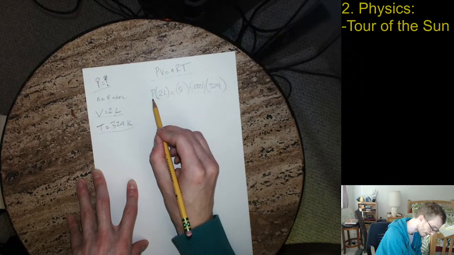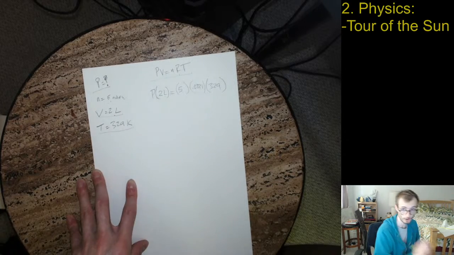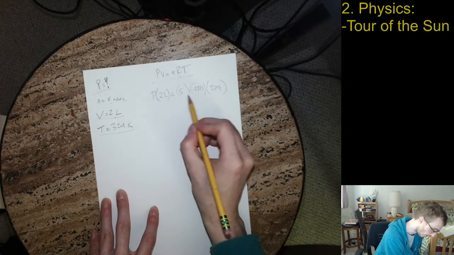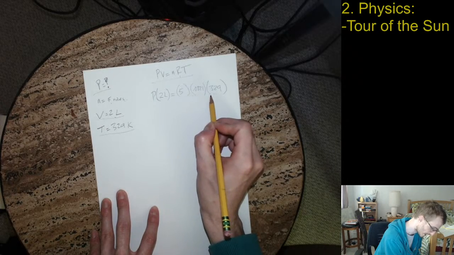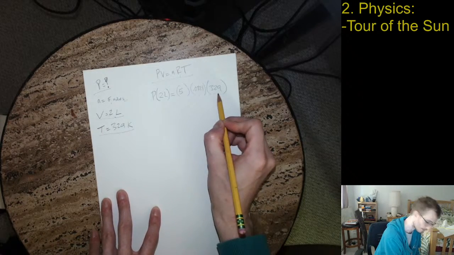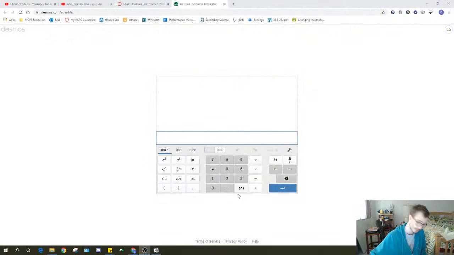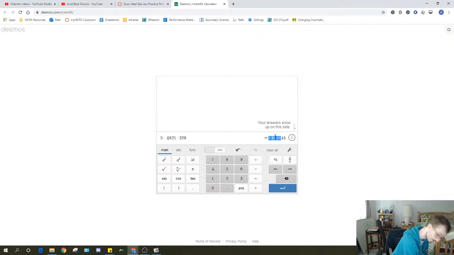To solve for P, I need to get P by itself. Whenever you're doing algebra, the goal is to get your variable by itself. That's always the goal. So all of these are just numbers. These can be multiplied together. So 5 times 0.0821 times 329. I'm going to use my online calculator to do that. So I have 5 times 0.0821 times 329, and that gives me 135.05. I'm going to put that on my piece of paper.